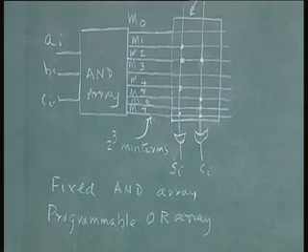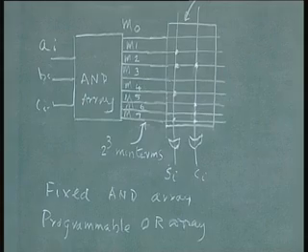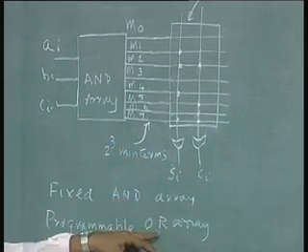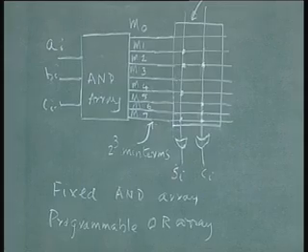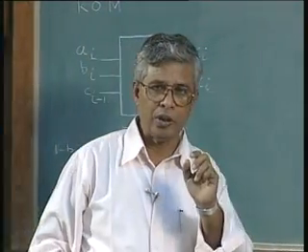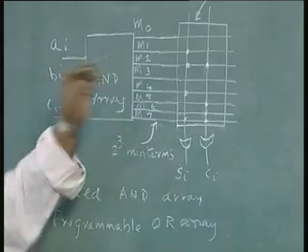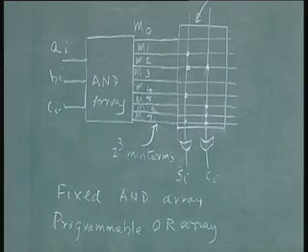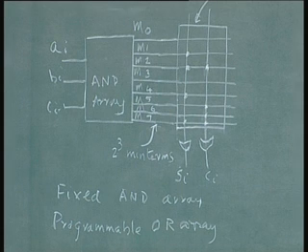What is the programmability about this? The programmability comes because I can give different inputs to the OR array, but that means I should have the technology. That means I should have the gate inputs which can be switched between various min terms. We will not go into the technology of this. That is not in the scope of this design.